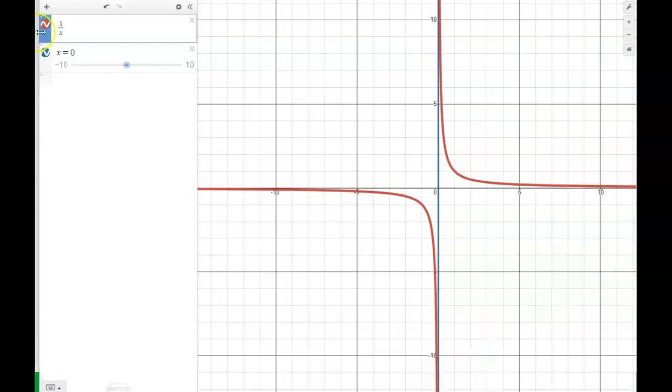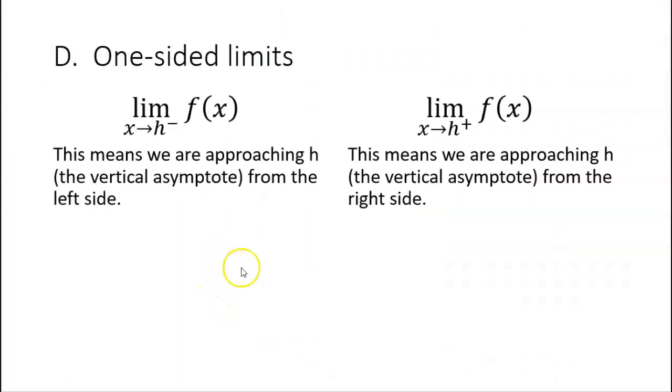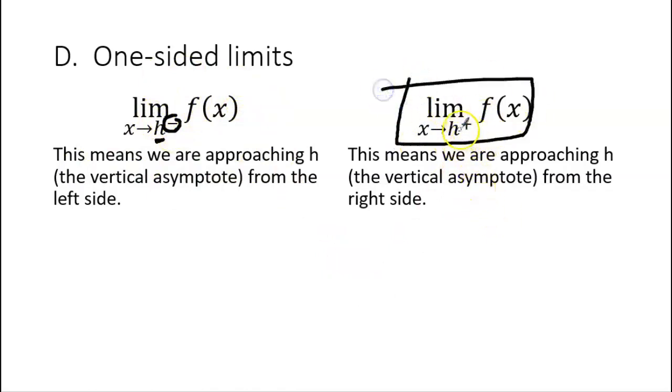So let's go back to our notes. These are what we call one-sided limits. When you have a little negative right here after the number, that means that x is approaching h, but it's approaching it from the left side. And the h represents the number where our vertical asymptote is located. So as we are approaching the vertical asymptote from the left side, that's what this indicates. And for this one, if I'm approaching my vertical asymptote from the right side, this is how we would write it. We would put the h, which represents the asymptote, with a little plus after it. Okay.